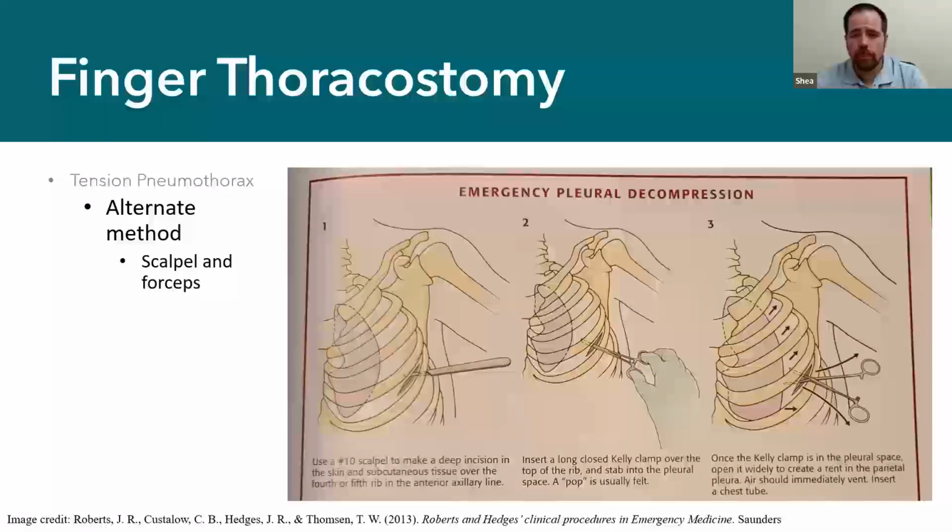And so basically you're doing the same thing. You're cutting, you're using your clamps to bluntly dissect, you're opening that pleural space to the environment. The argument here is that once you've done that, then you just need to place a chest tube. You're already kind of halfway there. So this can be a little bit quicker sometimes, especially trying to find a 14 gauge needle in the heat of the moment. Most people have a scalpel nearby. Sometimes that's really all you need.